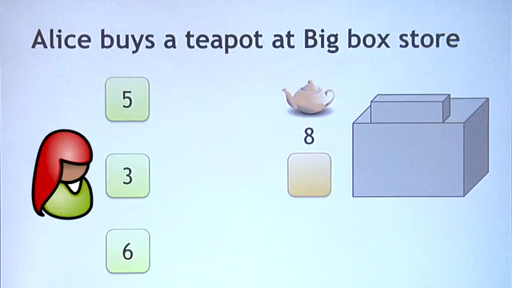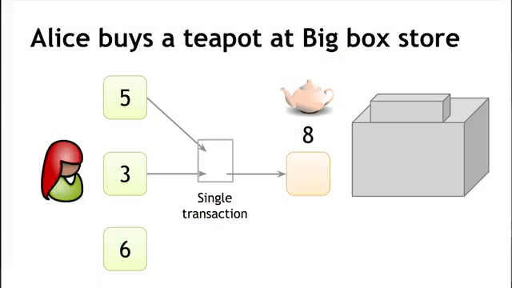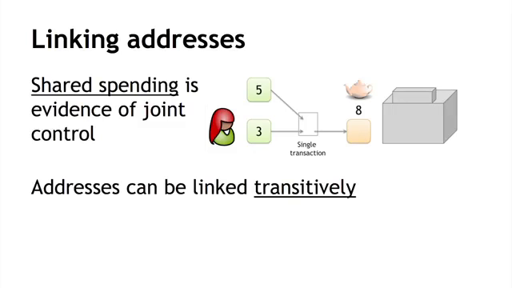She doesn't actually have an address with 8 Bitcoins sitting in there. And so what she's going to do is combine several different input transactions into a single transaction in order to pay 8 Bitcoins to the store. So this reveals something. Somebody looking at this transaction, which gets recorded permanently in the blockchain, is going to think, aha, 2 different inputs to this transaction. That could only happen because both of these input addresses are under the control of the same user. They were able to use their wallet software to create a transaction that combined both of them into one. So in other words, shared spending is evidence of joint control of 2 different addresses.